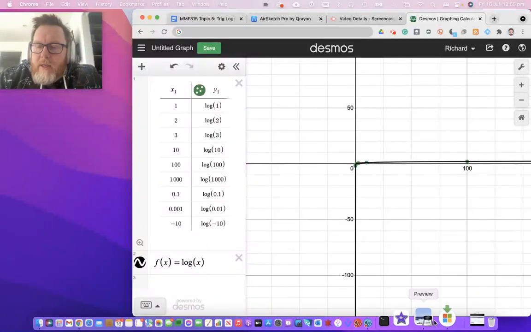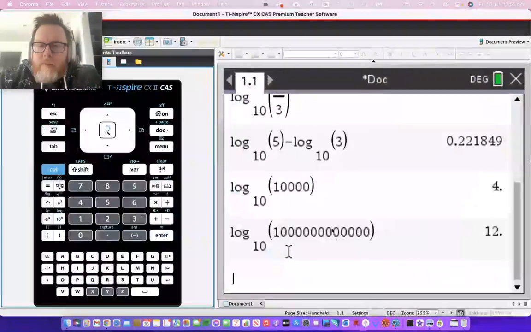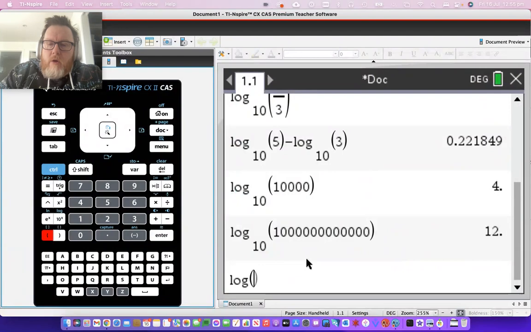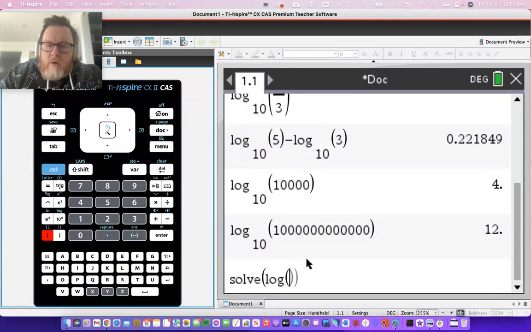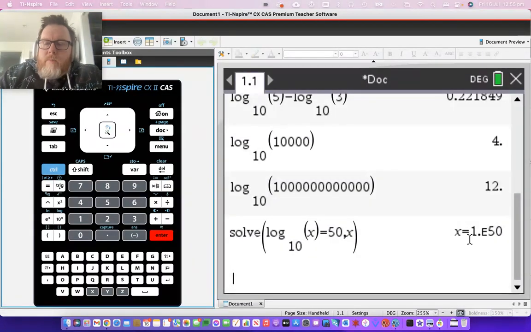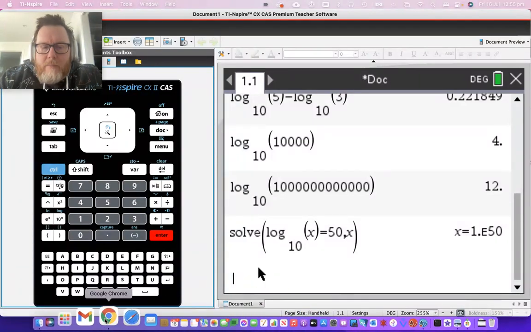I don't even know if the calculator will deal with it. So if I solve log of x equals 50 with respect to x, whoa, 1.e50, which means 1, and then move the decimal place 50 times to the right. Actually, I could have figured that out, couldn't I? So that's a big number. That's bigger than a Googolplex. So we're talking big numbers here.